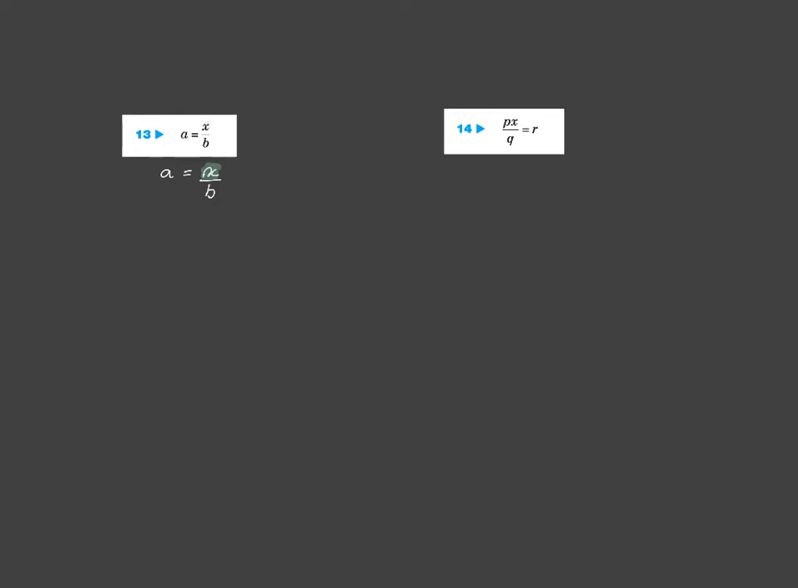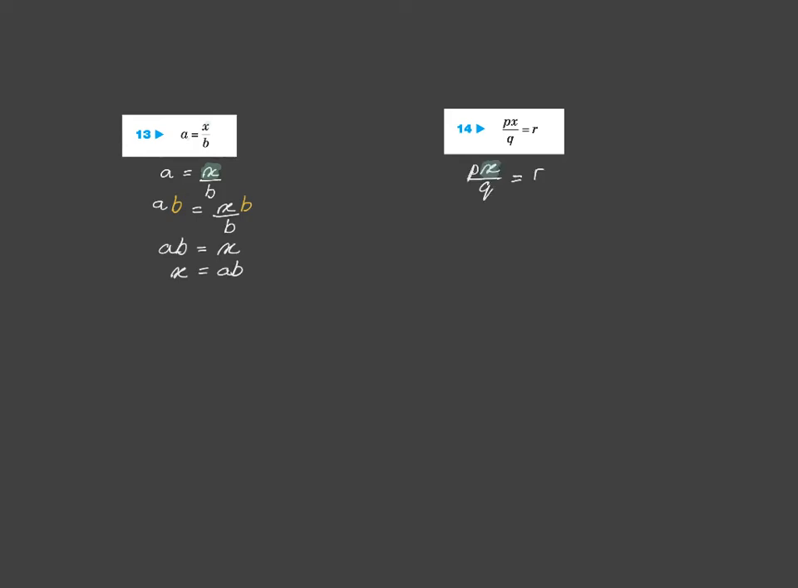In 13, you have a is equal to x over b, with needing to make x the subject. X is divided by b, so to get rid of this b, we are going to multiply both sides by b. On the right, we multiply by b, and then to balance, we multiply by b on the left as well. That gives us on the left ab is equal to b divided by b is 1, and so we're left with x. Remember that x has to be the subject, so you write it the other way around. X is equal to ab.